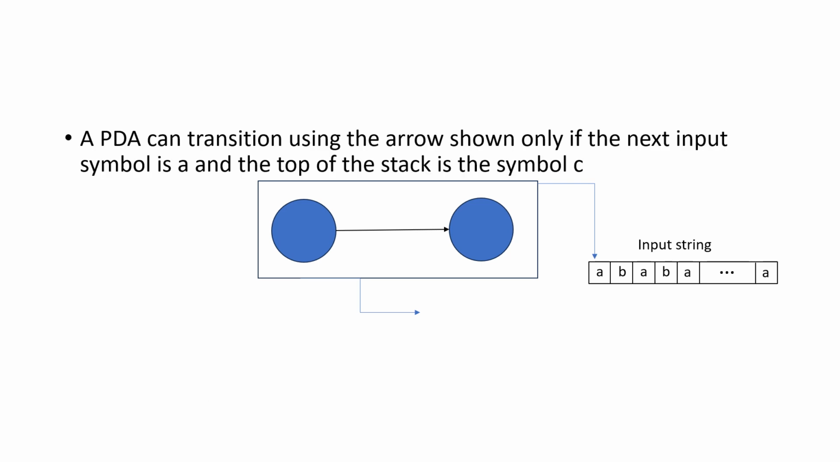One caveat that I have is that the push-down automaton can transition using the arrow that's shown only if the next input symbol is in fact the symbol that we've written and the top of the stack is the symbol that we've written there as well. So in this case, I'm saying I want to read the letter A from my input string, which it is, and if the top of the stack is C, then I can pop C and continue on. Otherwise, I would not be able to transition from one state to the other.